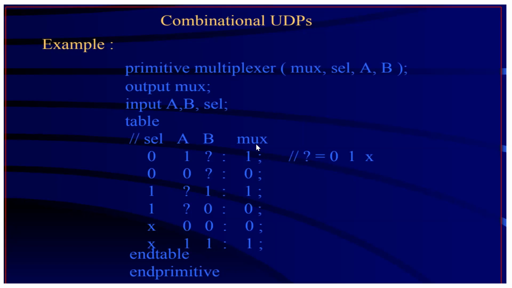Now write the table. So this must be there. Finally, endtable is there. Table, and the last one is endtable. So you should insert the table here in between table and endtable. See, this is the order.